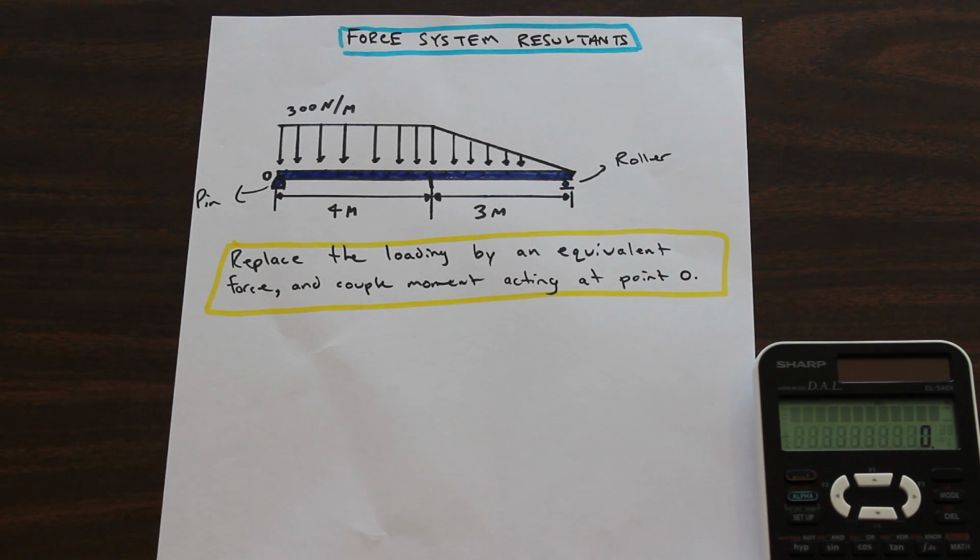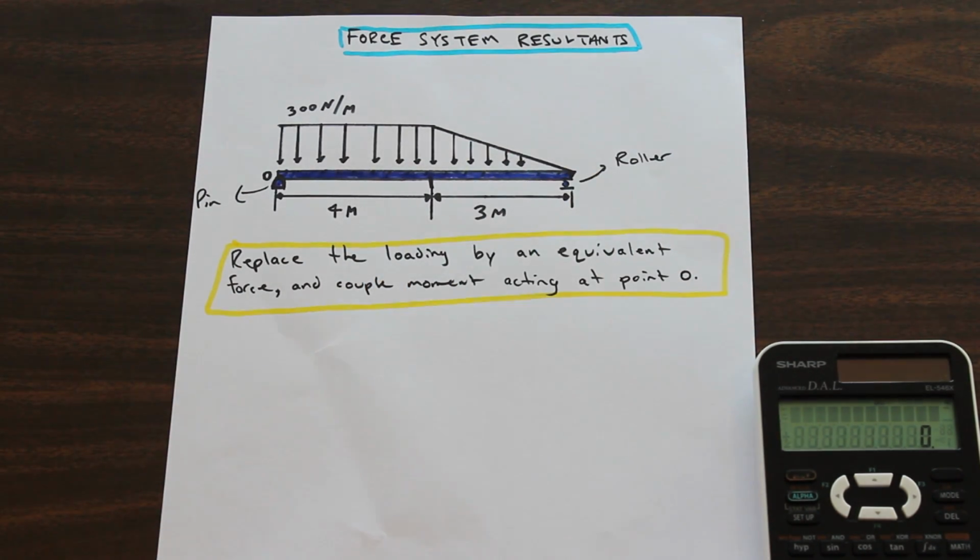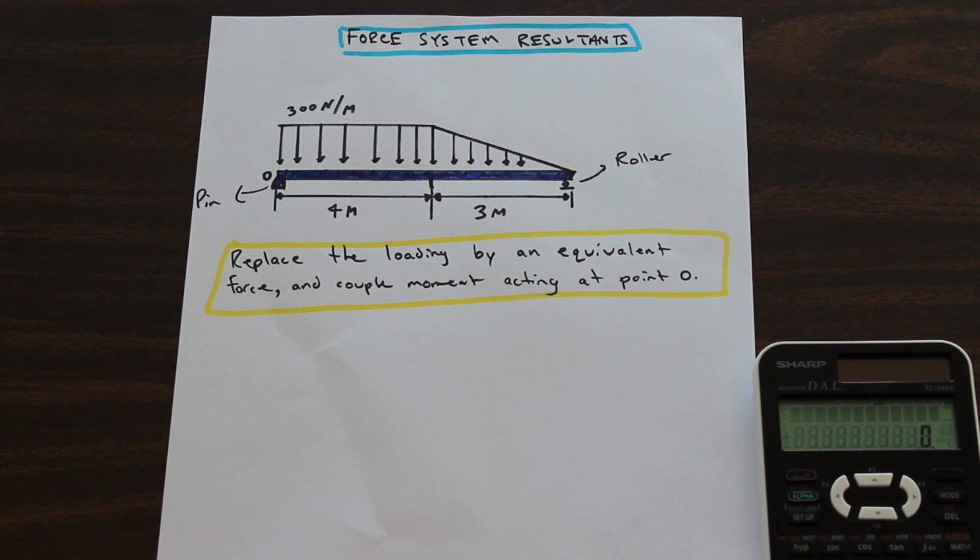We are taking a look at force system resultants. So what that means is we have a beam here. This is kind of first year statics, mechanics and materials stuff, basic stuff.